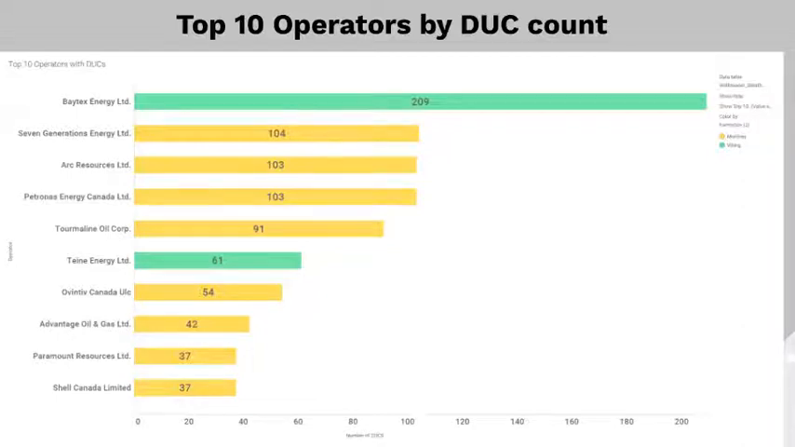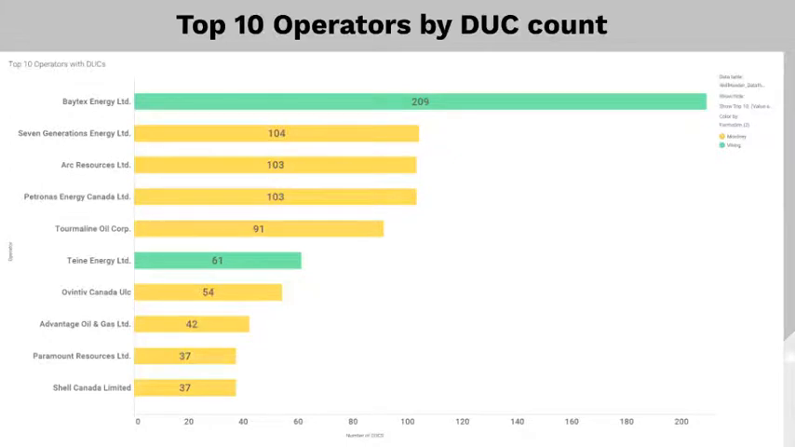First off, servicers can target the top operators as they will have the most ducks to complete. These top 10 hold almost 60% of all ducks. Our regulatory bodies will know who holds the most ducks and where. Operators can use the information to plan their activities. Let's take, for example, Baytex and Teine again. Knowing that Baytex has 200 plus ducks, Teine can push to schedule pipeline capacity and complete its ducks before Baytex.